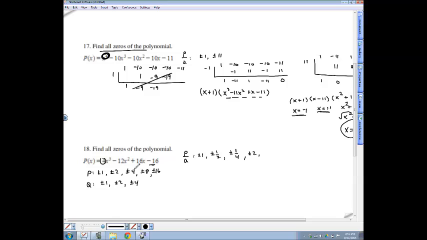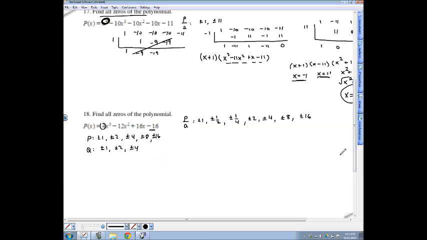Okay, we move to the next value of p, which is 4. 4 divided by 1 is 4. 4 divided by 2 is 2. We already have that one there. And 4 divided by 4 is 1. We have that one right there. Okay, 8 divided by 1 is 8. 8 divided by 2 is just 4. And 8 divided by 4 is 2. So we have those. 16 divided by 1 is 16. 16 over 2 we already have as 8, and 16 over 4 we already have as 4. So that's the list of possible rational zeros.